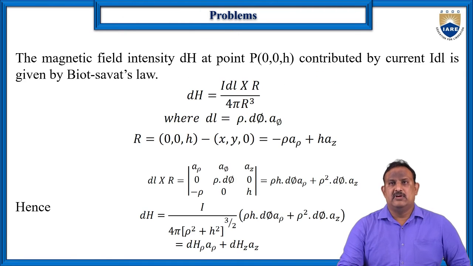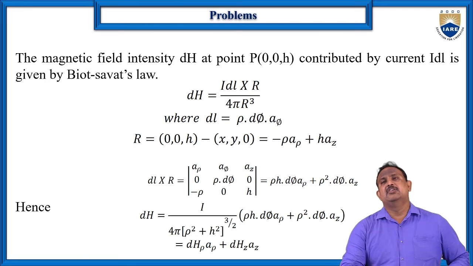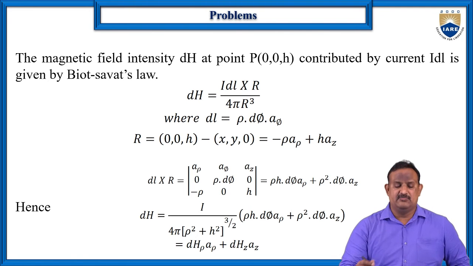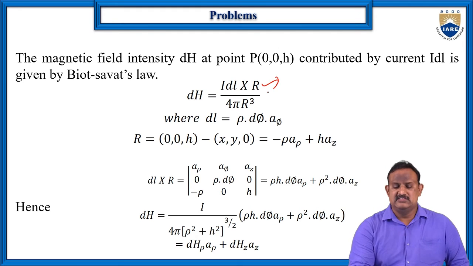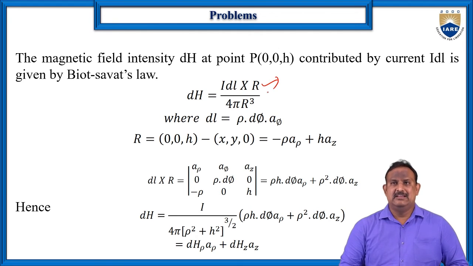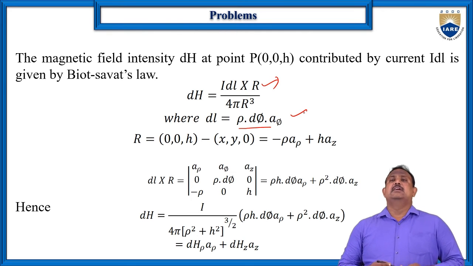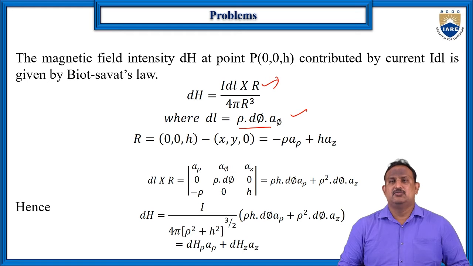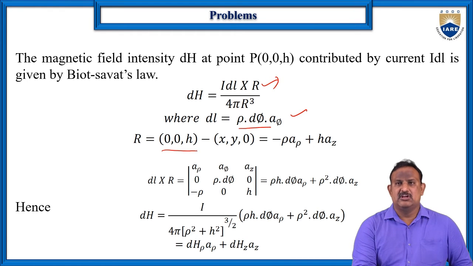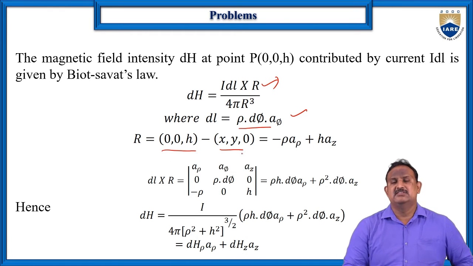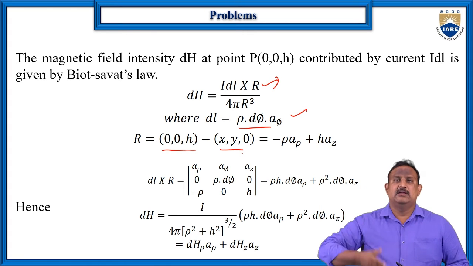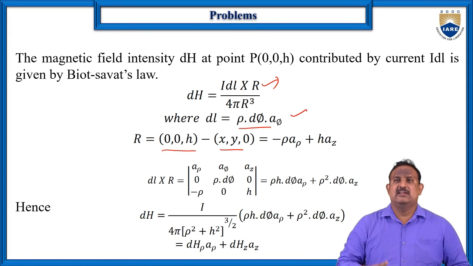To find that, according to Biot-Savart's law, we have the formula dH equal to I dl cross R by 4 pi R cube, where R is a vector. Because it is a circle, we can assume dl equal to rho d phi into a phi. And we need to find out the distance between the 2 points: one is (0, 0, H), another one is (x, y, 0), because the total magnetic field is based along the z-axis.